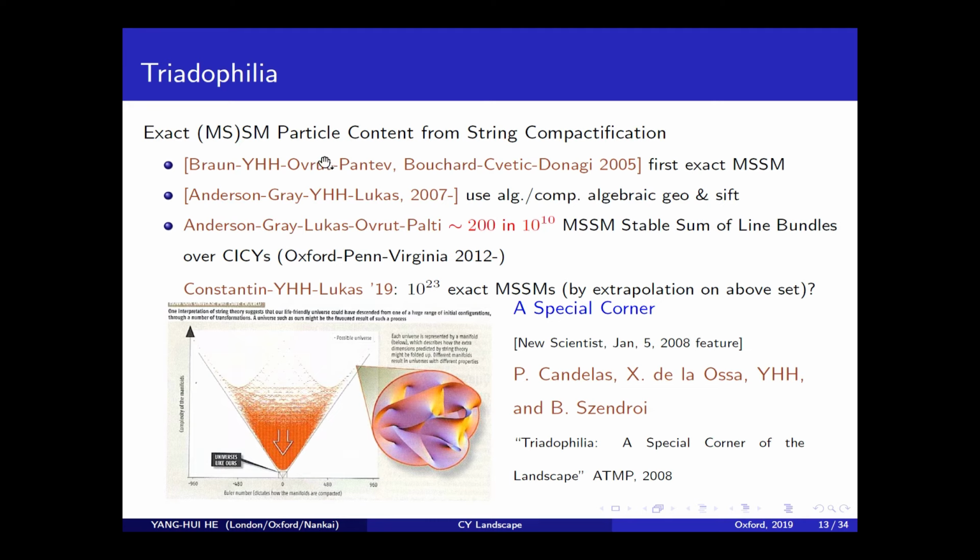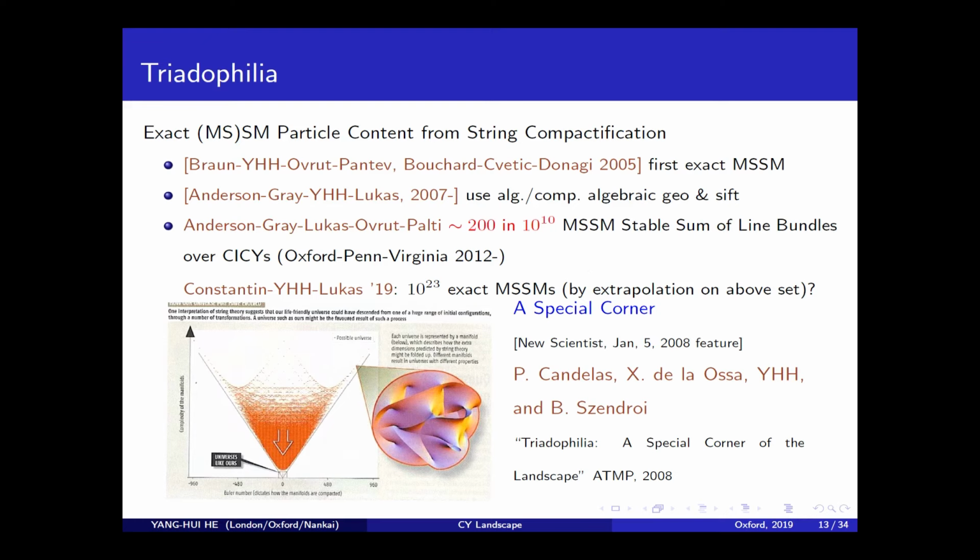And this program really culminated in a paper in early 2012, which found about 200 in 10 to the 10 with the exact standard model spectrum. So one in a billion. So, okay, you've got a crazy number of possibilities, but a one in a billion chance that you're going to hit a universe which is at least akin to our physically observed generation.